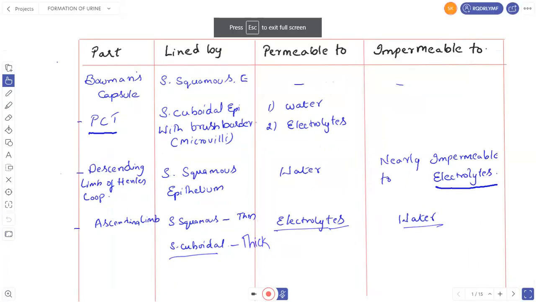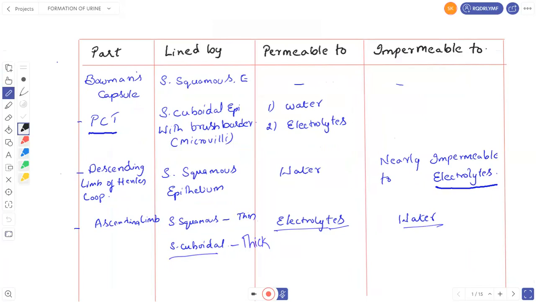Right. We go for the next one, that is the parts of the nephron, and they are lined by, and permeable to, and impermeable to. For example, you take the first one, the Bowman's capsule is lined by simple squamous epithelium, and proximal convoluted tubule is lined by simple cuboidal epithelium with a brush border.